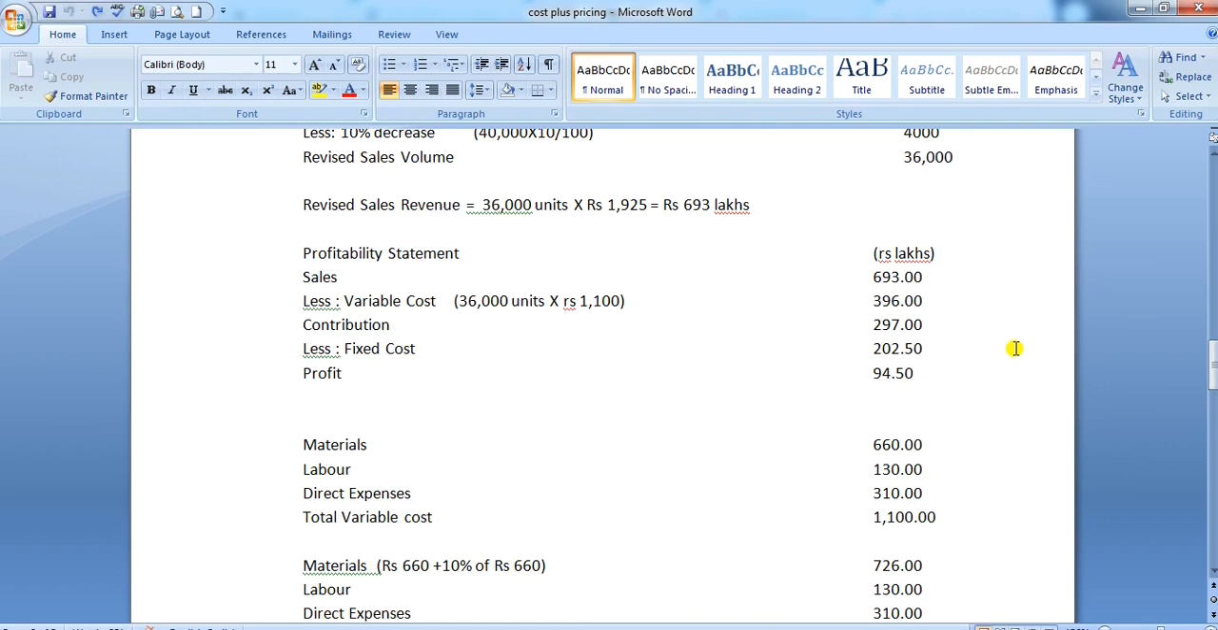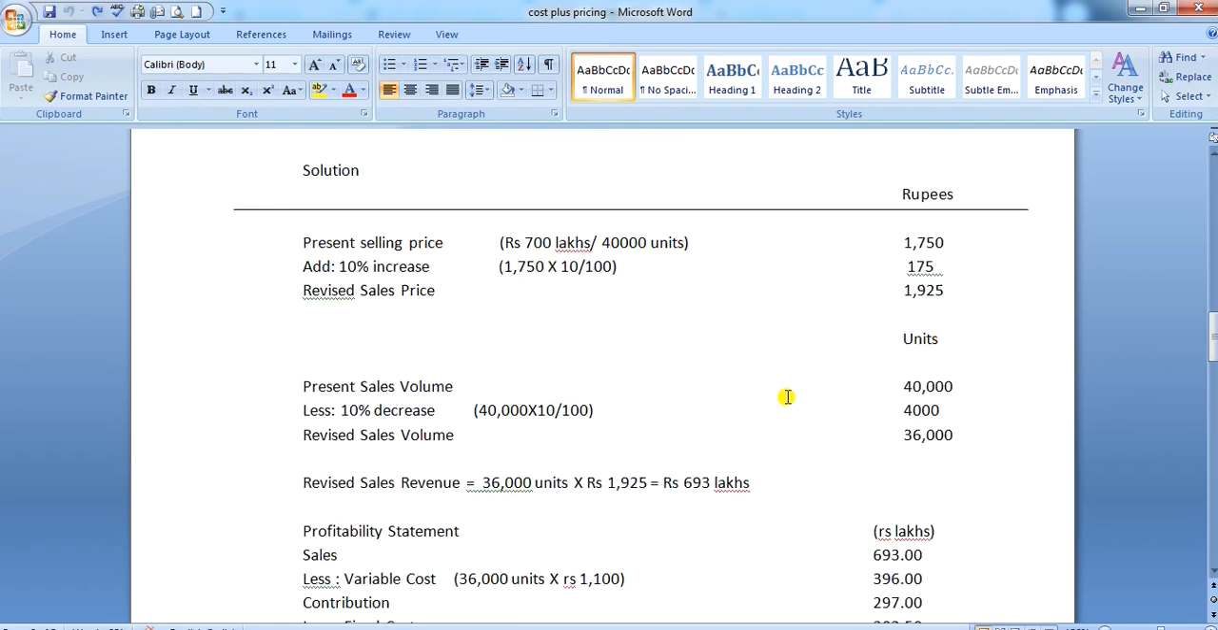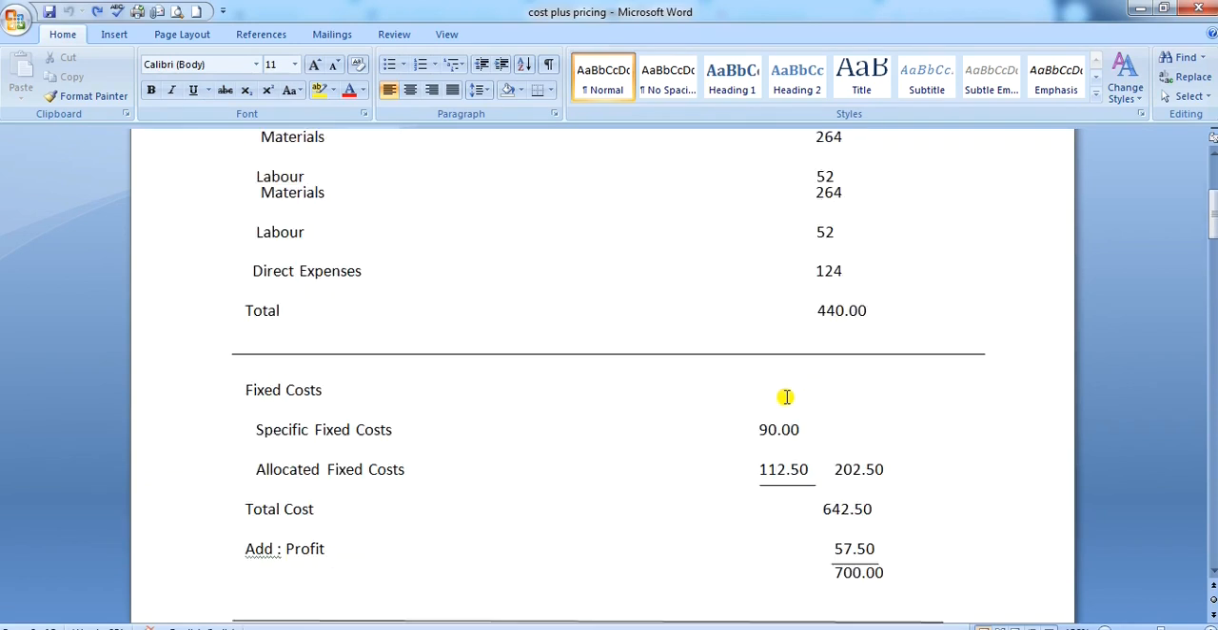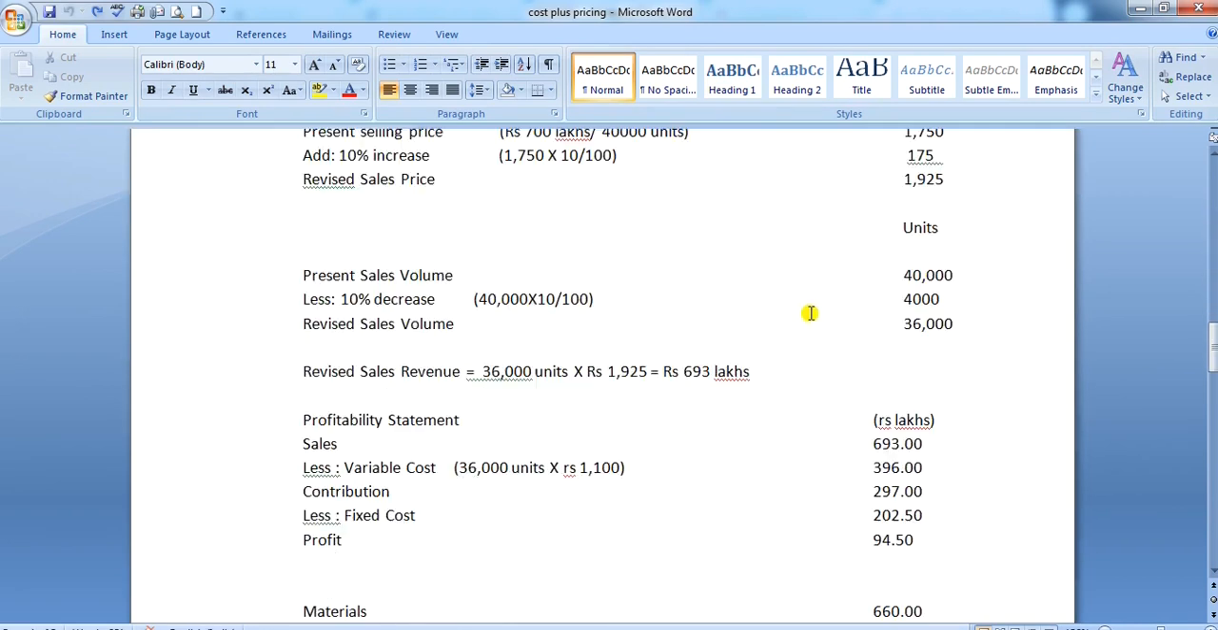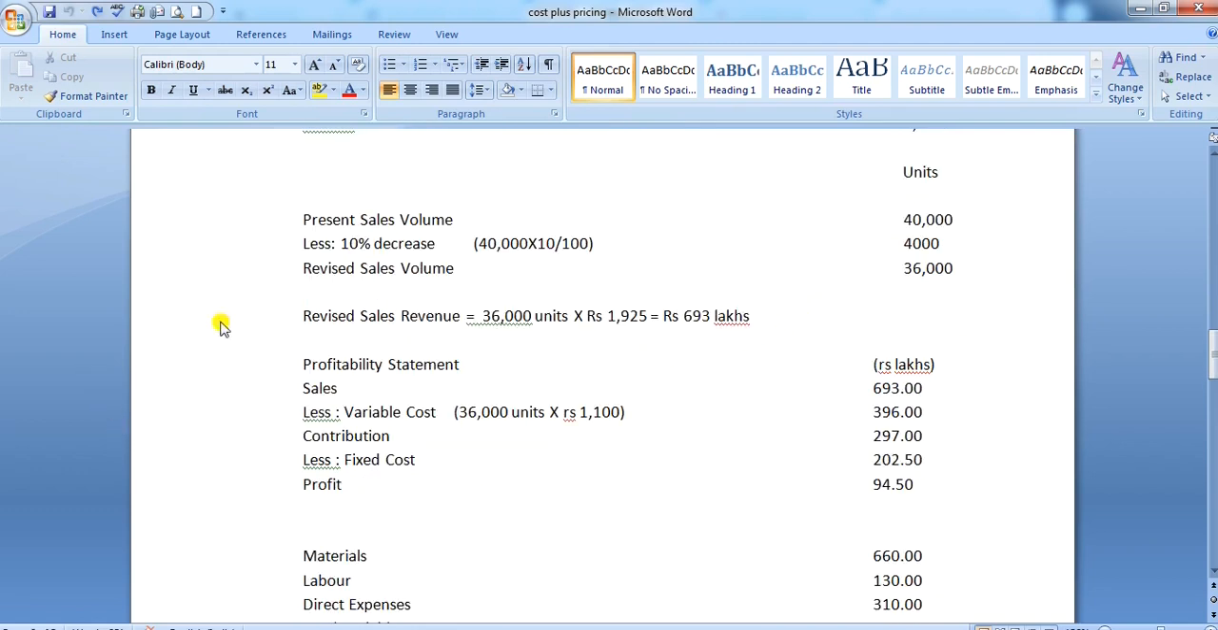Now variable cost is the cost which varies with the production units, right? So as the amount of production varies, the variable cost also varies, hence it is called the variable cost. Now for 40,000 units, the variable cost was a total of 440 lakh rupees, which is given in the problem. You can see here, right? So now we have got the revised sales volume as 36,000 units.